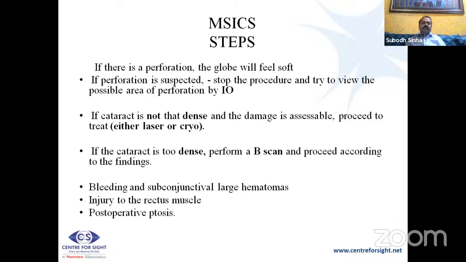The other things which may happen at the time of taking the bridle suture are bleeding, a large subconjunctival hematoma, or injury to the rectus muscle. And if you are not very careful while taking the superior rectus bridle suture, there may be some trauma to the LPS muscle, which may lead to postoperative ptosis.